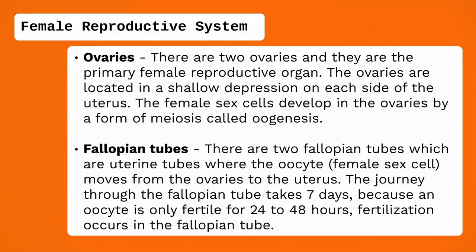The fallopian tubes, we have two of them. They are uterine tubes where the oocyte or female sex cells move from the ovaries to the uterus. The journey through the fallopian tube takes 7 days, and because an oocyte is only fertile for 24 to 48 hours, fertilization typically occurs in the fallopian tube.